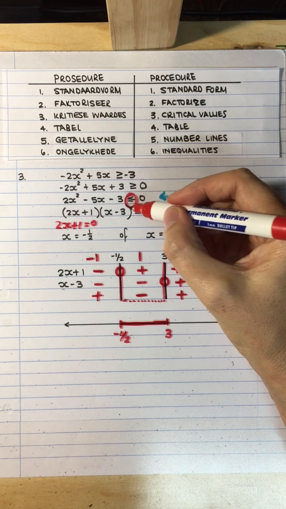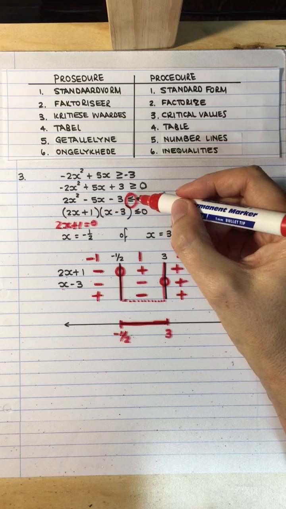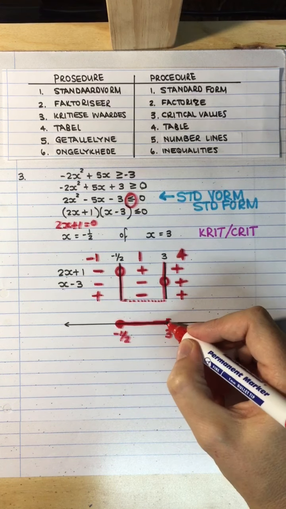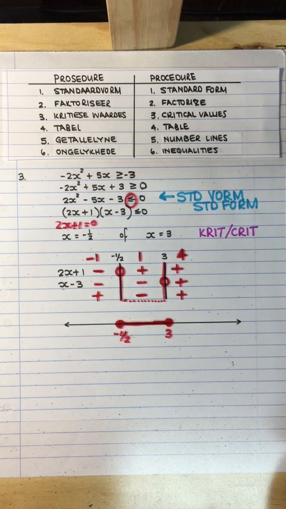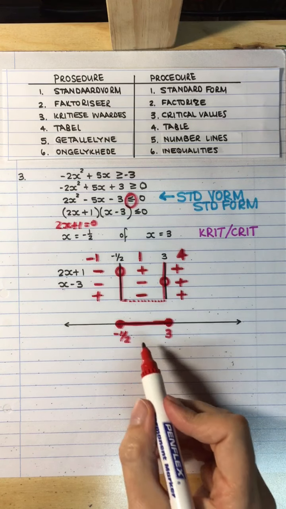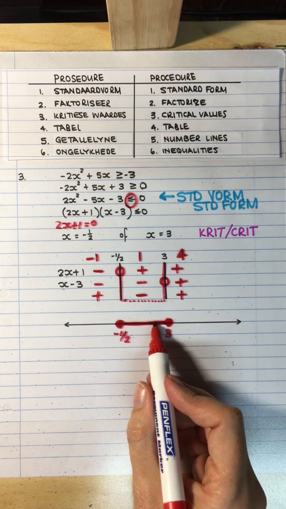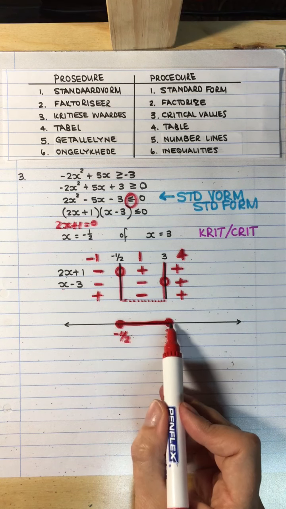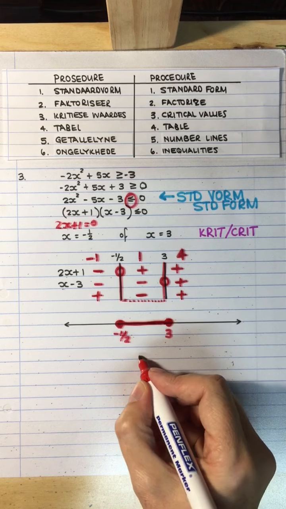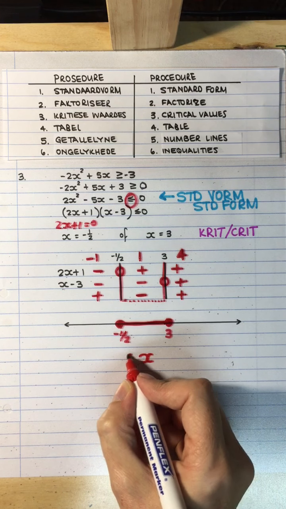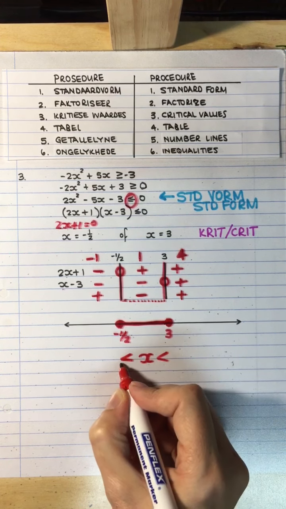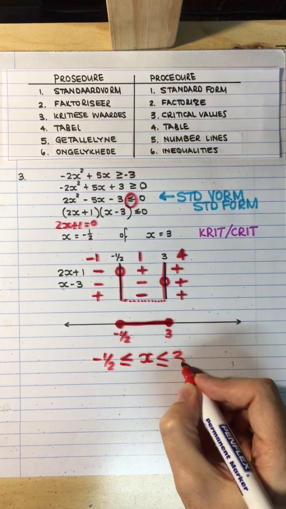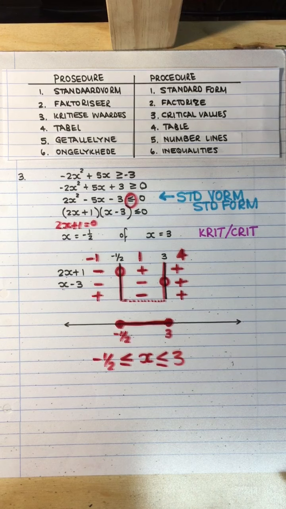Since there was also an equal sign inside of my relation, I will make a closed dot on both sides of my number line. Now I can write down the inequality, and since my solution lies in between 2 values, I will write the x in between those 2 values. And this represents the solution.